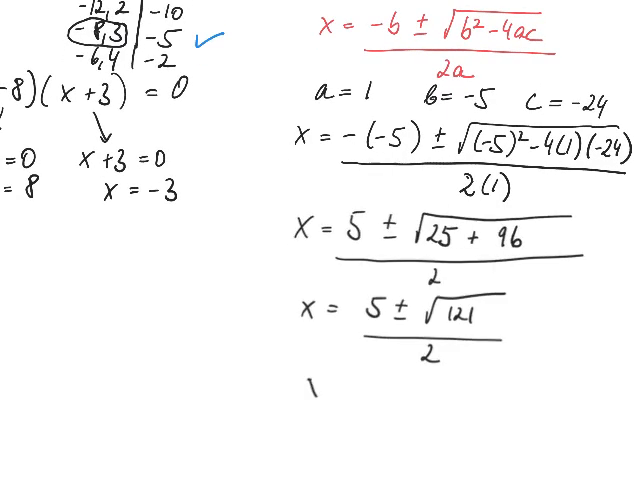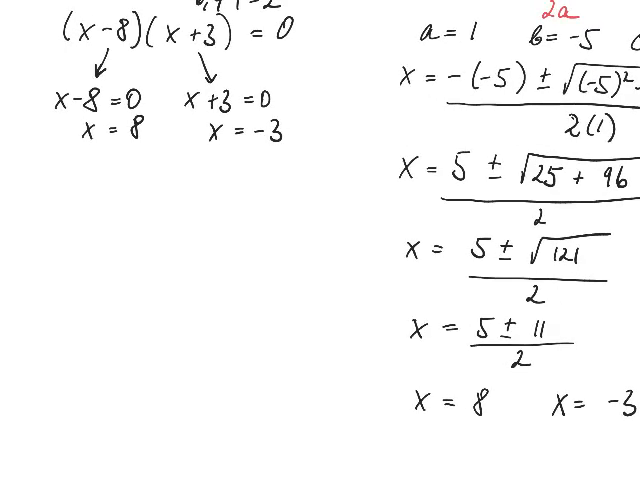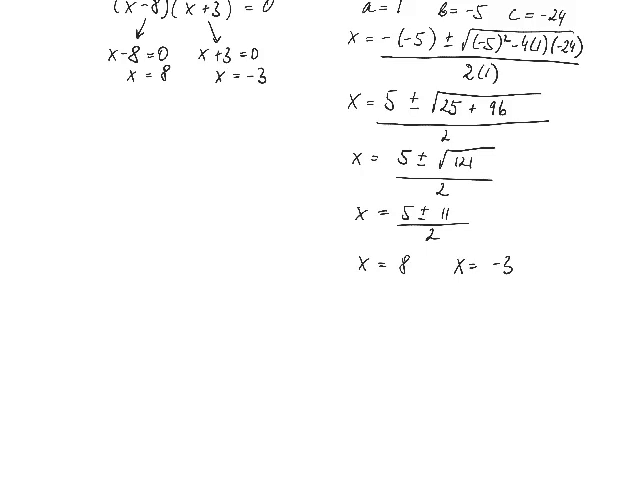And that is x equals 5 plus minus 11 over 2, which gives me x equals 5 plus 11 is 16, divided by 2 is 8, or 5 minus 11 is minus 6, divided by 2 is minus 3. And that is the same solution that we got with factorizing. There's another way to solve this, and this would be graphically.